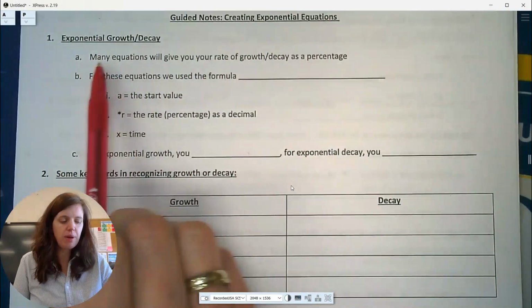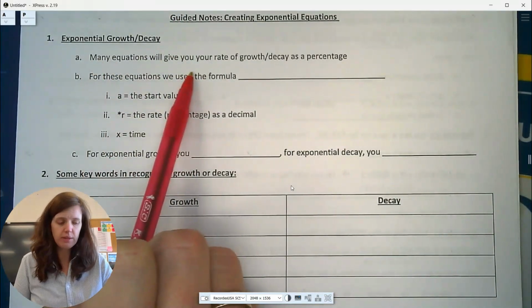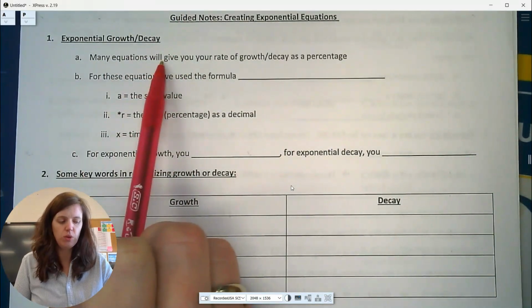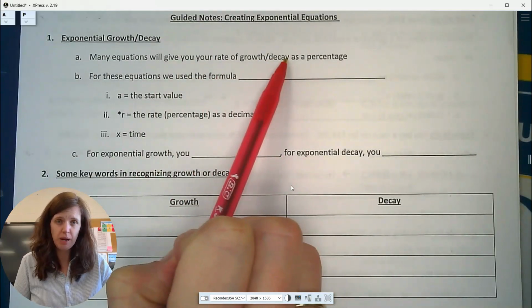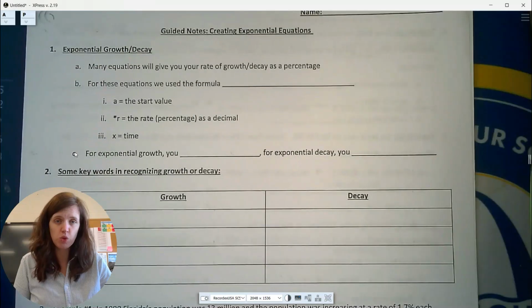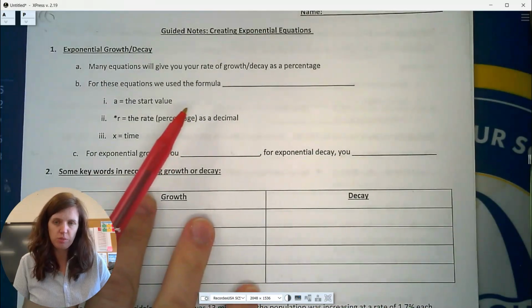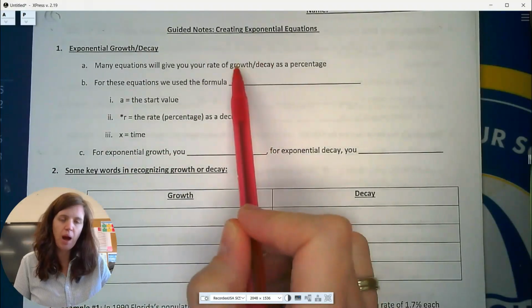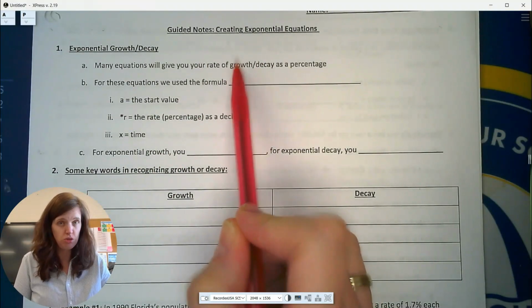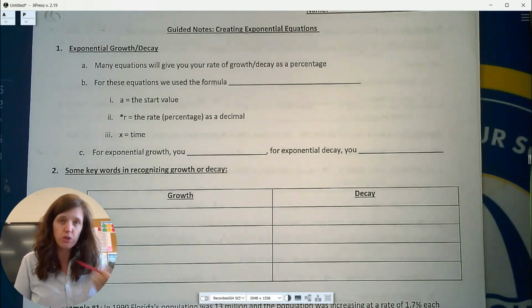To begin with, we're going to talk about what the equation is going to look like. Many equations will give you a rate of growth or decay. When we get down to the example problems at the bottom, you're going to see they give us some sort of percent. Usually it's a percent, or it might be something like half, where they're talking about how much my situation is growing by or decreasing by.